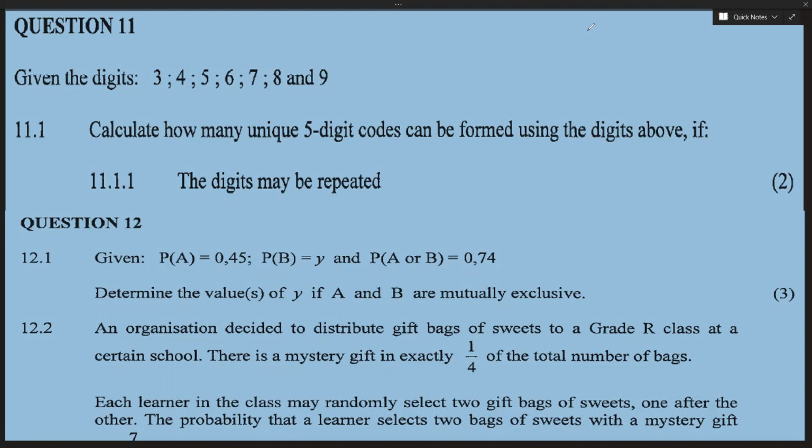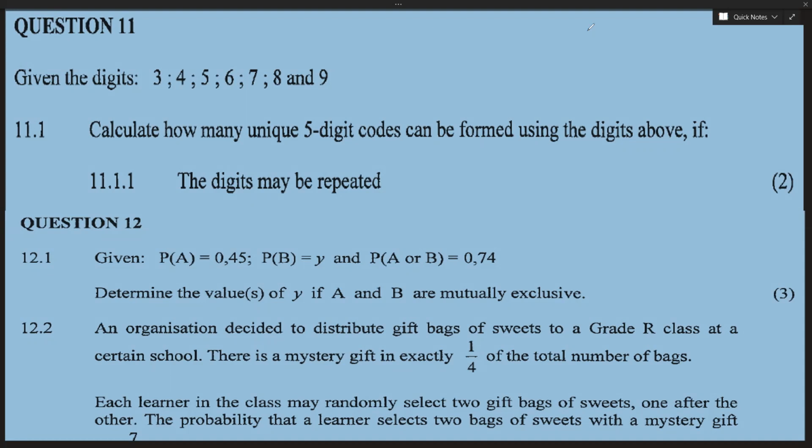Okay, so ladies and gents, if you are in grade 11, you can skip question 11 because it's on permutation, which is examined only in grade 12. But if you're curious, you can still watch it. But if not, you can just skip the video until question 12. Okay, perfect.